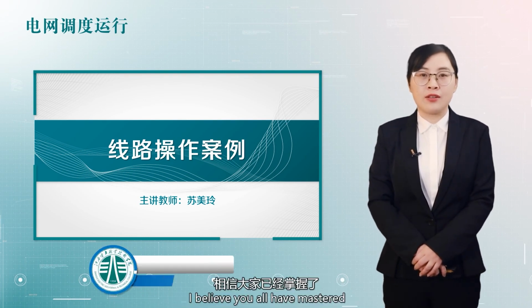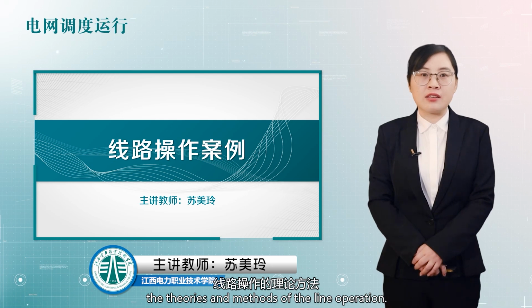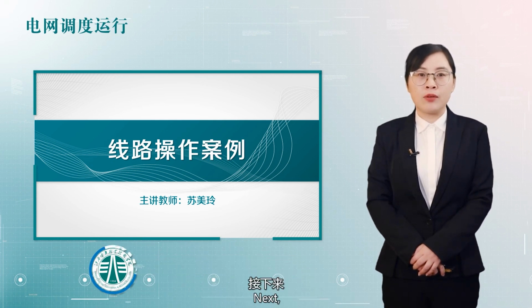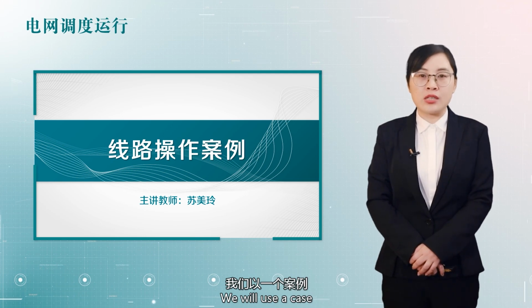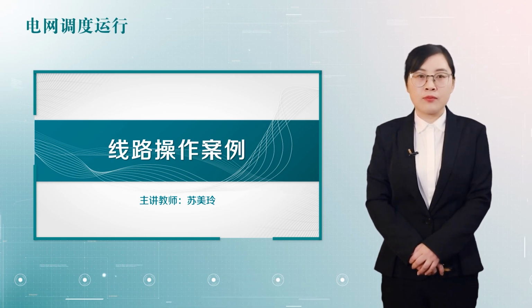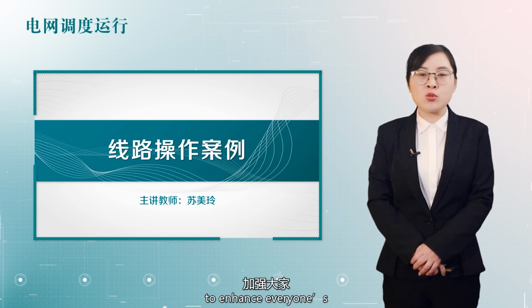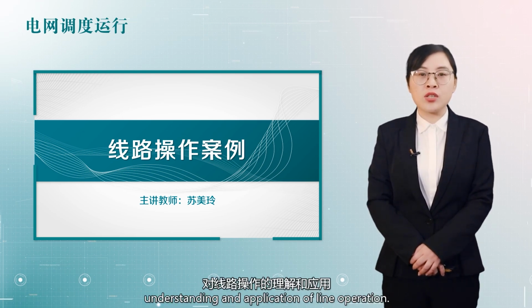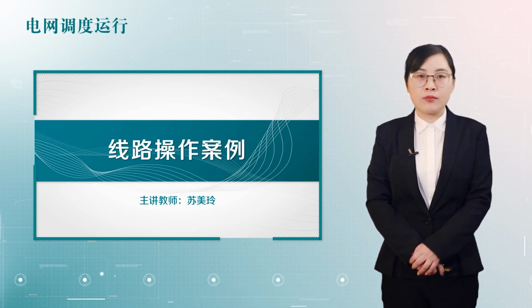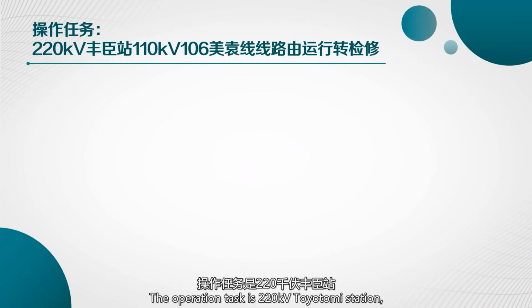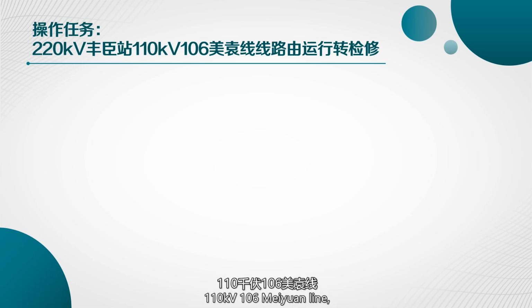I believe you all have mastered the theories and methods of line operation. Next, we will use a case to explain a summary step of line operation to enhance everyone's understanding and application of line operation. The operation task is to transfer the 220 kV Toyotomi station 110 kV 106 million line from the operational state to the maintenance state.